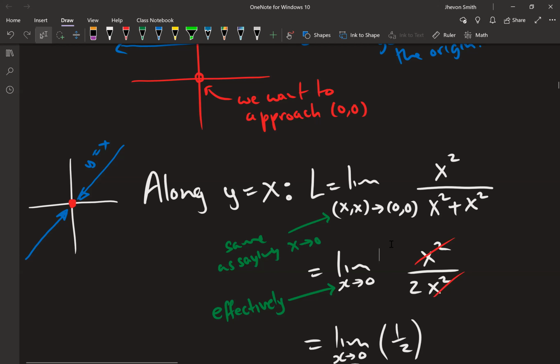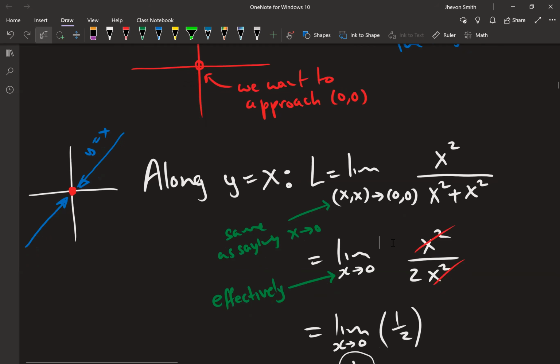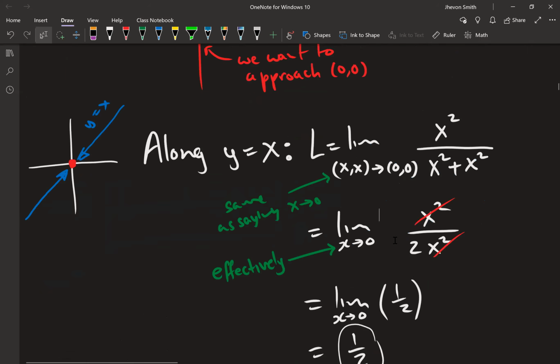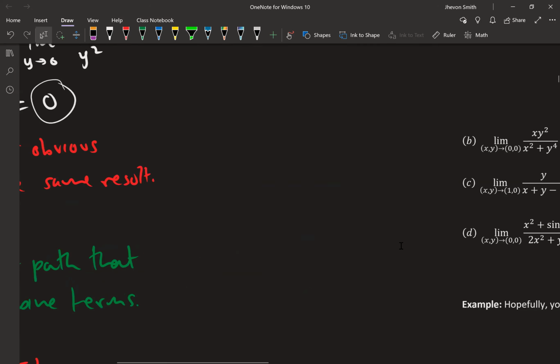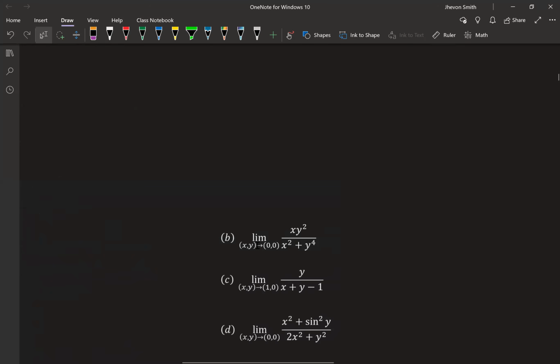It's not necessary. There are times when y equals x would not give you a result you would want, and y equals minus x might work, but in this case, it was not necessary. All right, so hopefully you got that. Let's do it again.